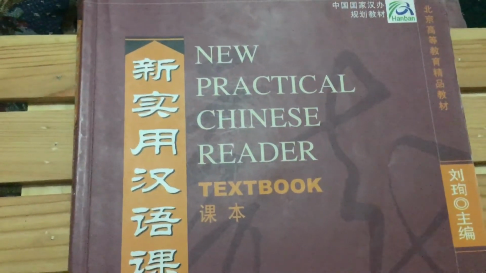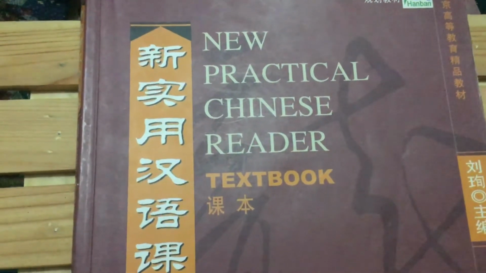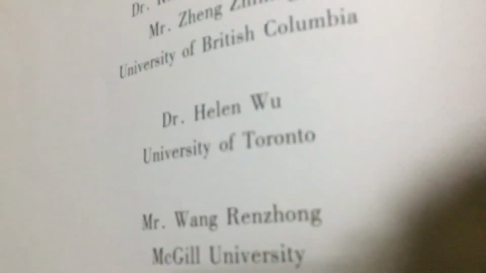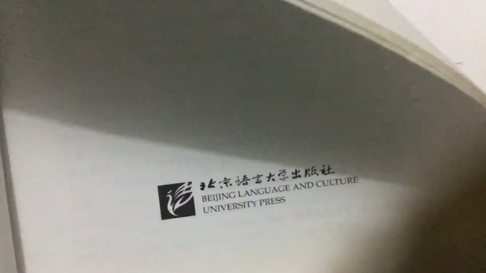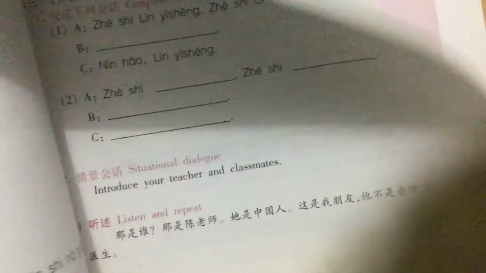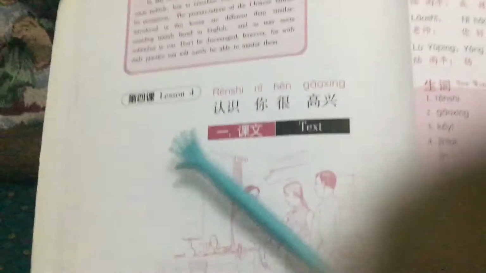We're going to discuss Mandarin. We're going to use this book, New Practical Chinese Reader Textbook. We're going to discuss lesson 4.